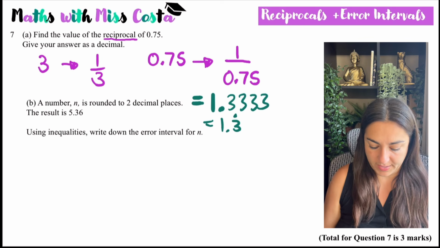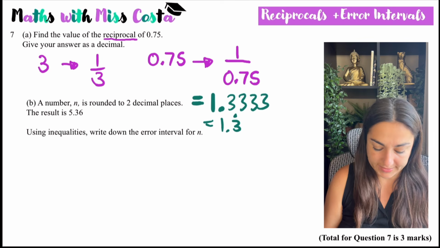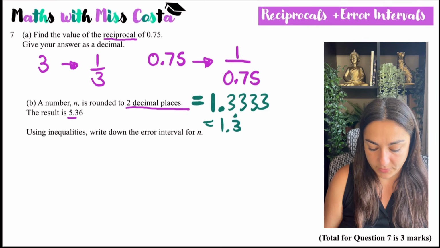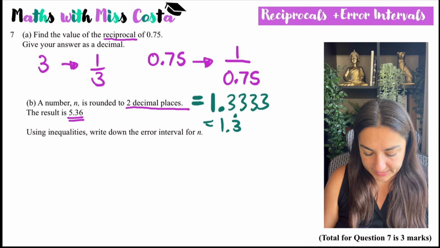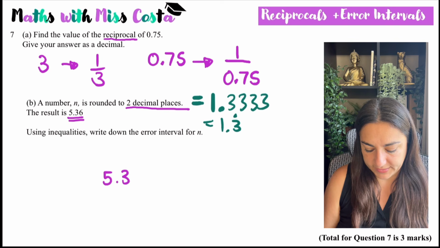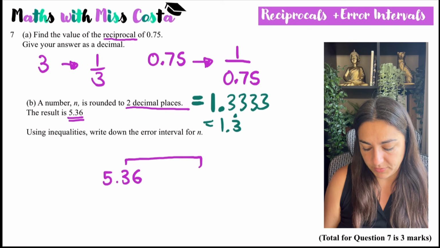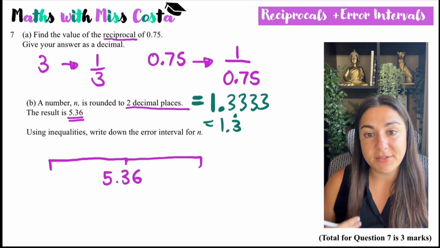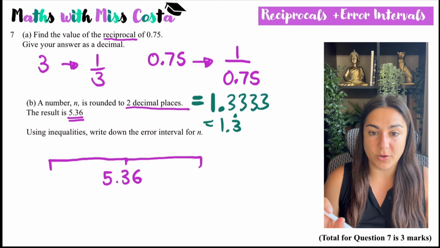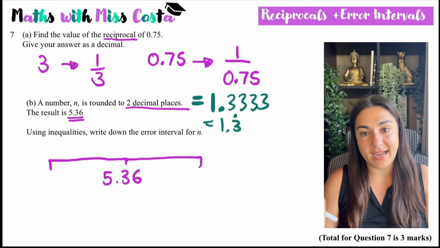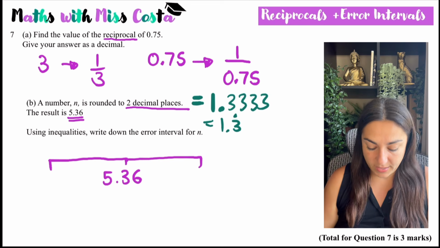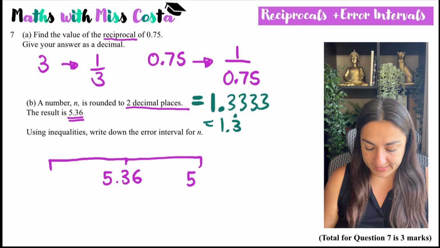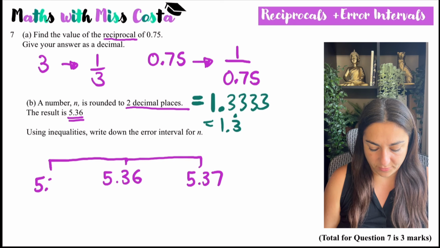Next, we are told that a number is rounded to 2 decimal places, and the result is 5.36. So what I want to do when I've got error intervals is just, most people are really good at this anyway, but this is just a fail-safe way to make sure that you get it. So it's rounded to 2 decimal places. So I need to think, what is the next number up and the last number down in terms of 2 decimal places? So that would be 5.37 and that would be 5.35.